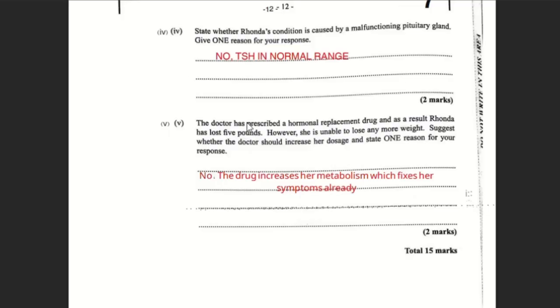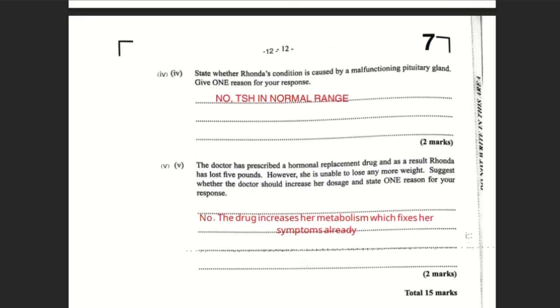Alright, so then this question says state whether Rhonda's condition is caused by a malfunctioning pituitary gland, and then give one reason for your response. So basically, the pituitary gland is what controls all the other glands. It is referred to as the master gland, right? So if anything was wrong, we would be able to trace it back to the pituitary gland.